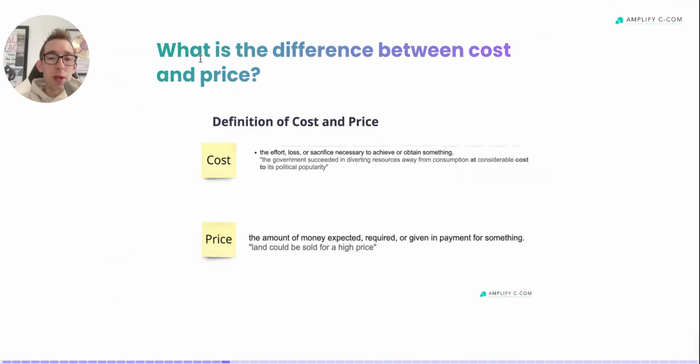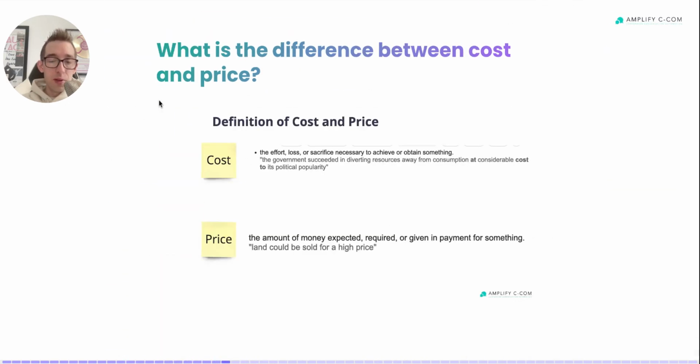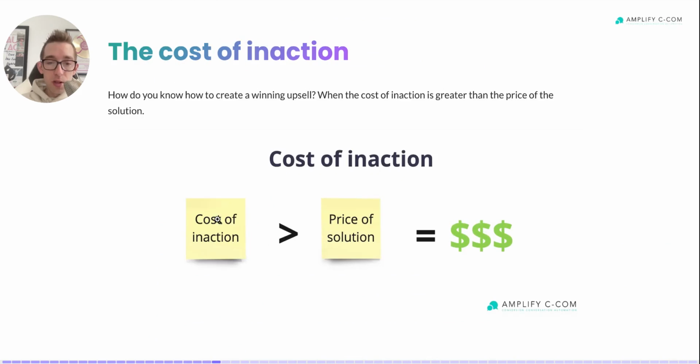So what is the difference between cost and price? Cost is the effort, loss, or sacrifice needed that's necessary to achieve or obtain something. Price is the amount of money expected, required, or given in payment for something. So think about the difference between those two when we're looking at the cost of inaction. So what is a sacrifice?